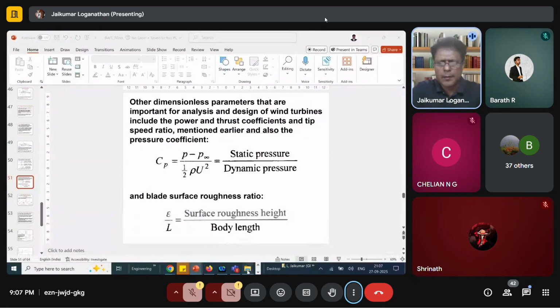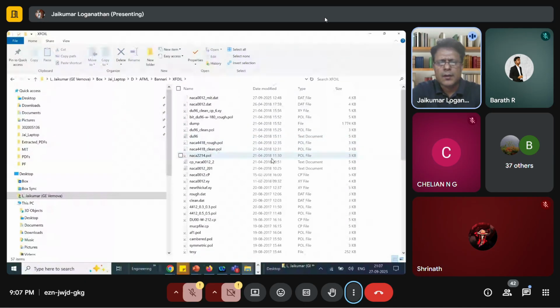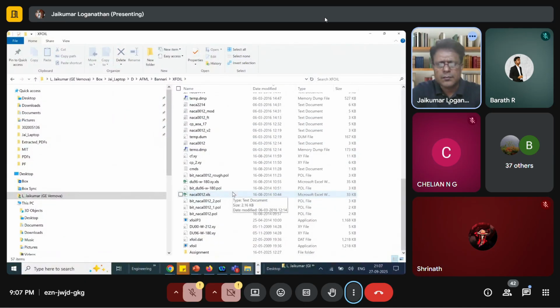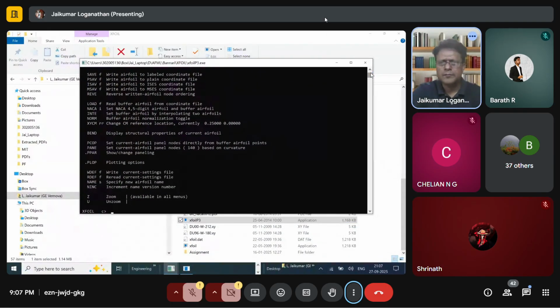Okay. So now I'm going to start XFOIL. I don't know what the EXE name you have is, whether it's XFOIL P3 or XFOIL. Both are the same. Double click that and it opens the XFOIL window. It's a very simple menu driven kind of software. It works only for airfoils, you can't do anything else.